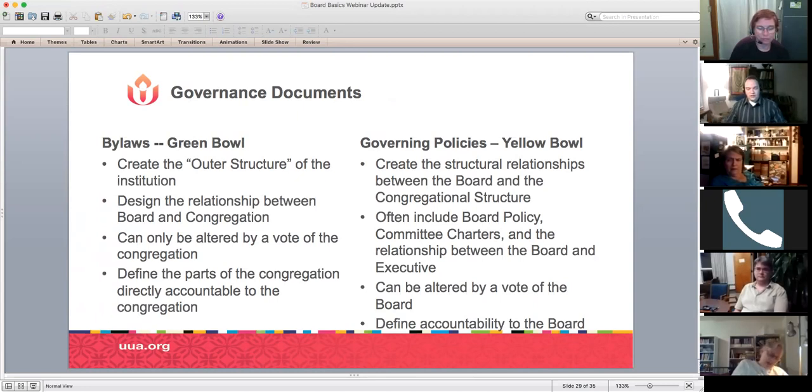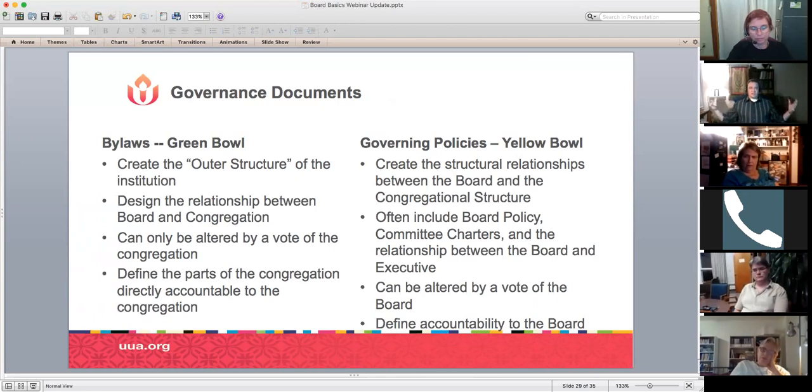It also defines the rest of the congregation's accountability with the governing board, where bylaws define the board's accountability with the congregation. Governing policies define the rest of the congregation structure's accountability with the governing board. Now, I say this to say, not all congregational boards are the ultimately accountable entity in the congregation. There are some congregations where large elements of the congregation structure are directly accountable to the congregational meeting, not to the governing board.